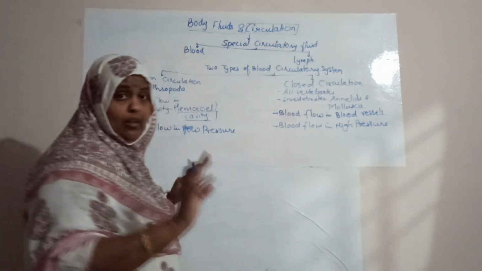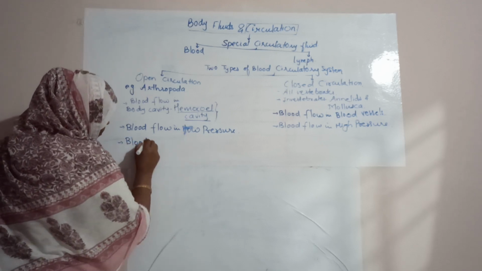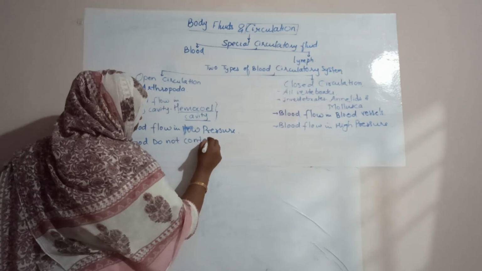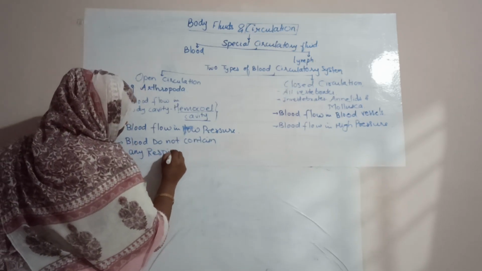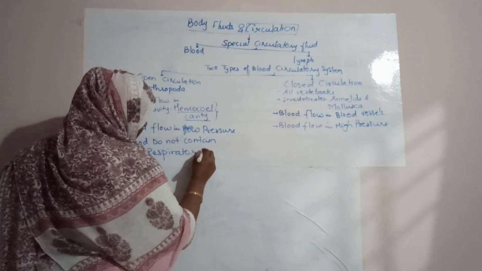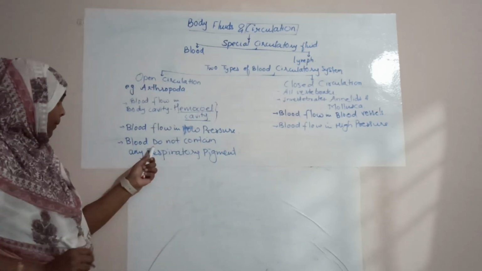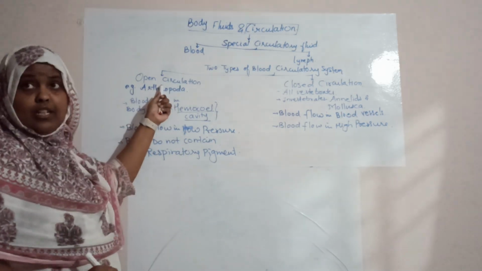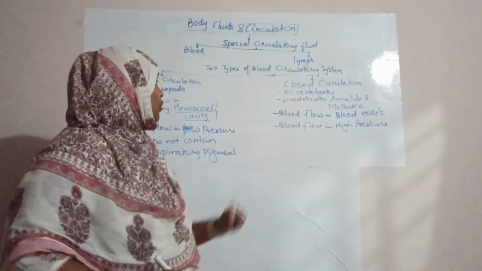In the case of the open circulatory system, blood does not contain any respiratory pigment. In which circulation is this also important? Blood does not contain any respiratory pigment in which type of circulation? Open circulation. The second one is closed circulation.